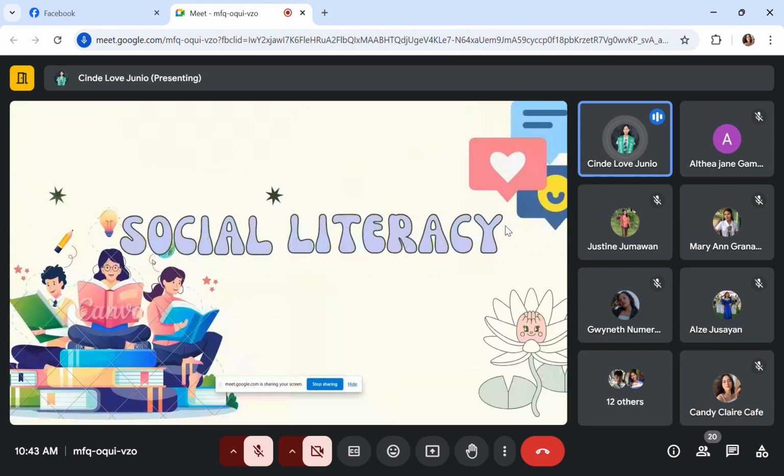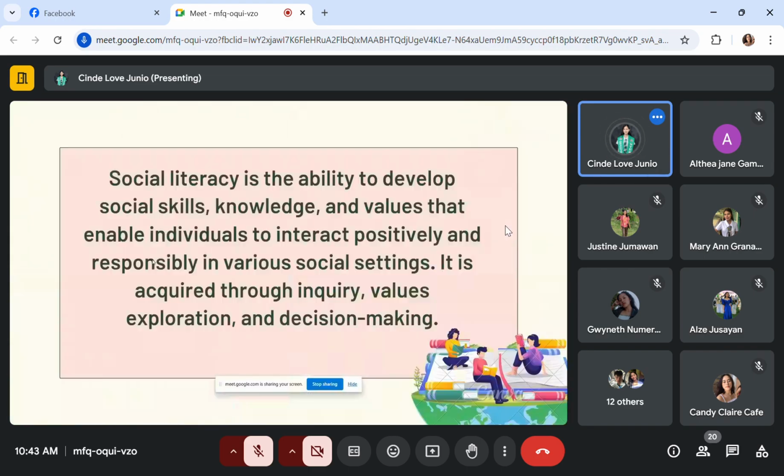So, what is social literacy? Social literacy is the ability to develop social skills, knowledge, and values that enables individuals to interact positively and responsibly in various social settings. It is acquired through inquiry, values, exploration, and decision making.